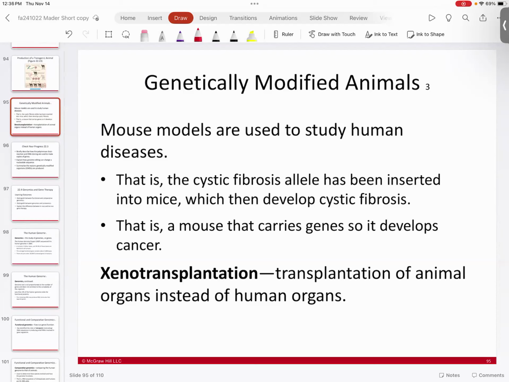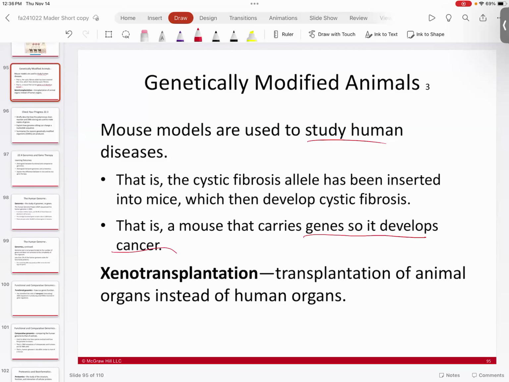Mouse models are necessary for studying human diseases. If we didn't have mouse models, then we would not have the therapies that we have today. For instance, the cystic fibrosis allele, we have inserted that into mice. So basically, we've created cystic fibrosis mice. This allows us to study these mice. They carry the same genes as the humans. And what this allows us to do is understand how this is developing in mice. The idea is if we can understand it in mice, we can then maybe provide something for humans.